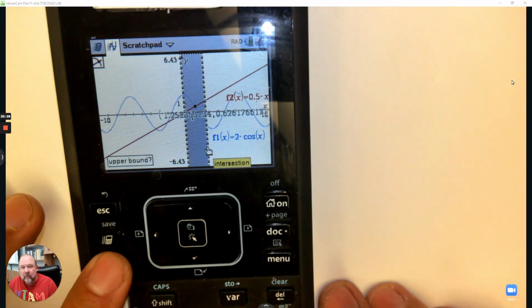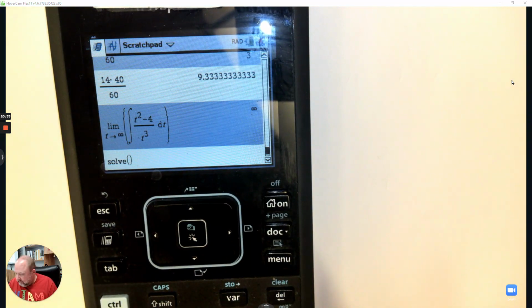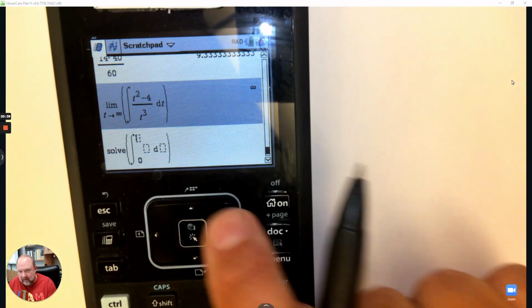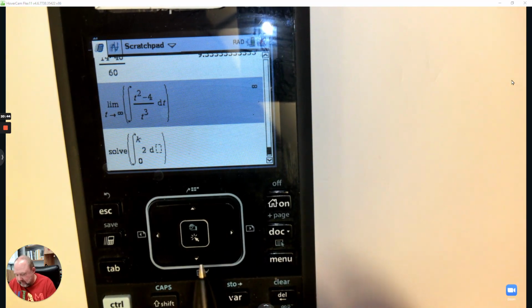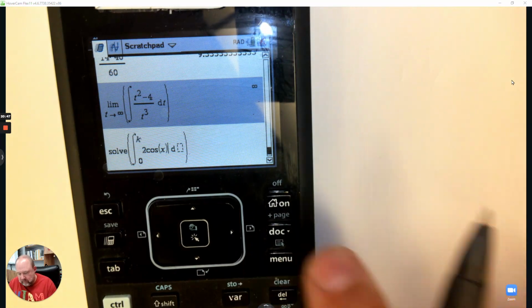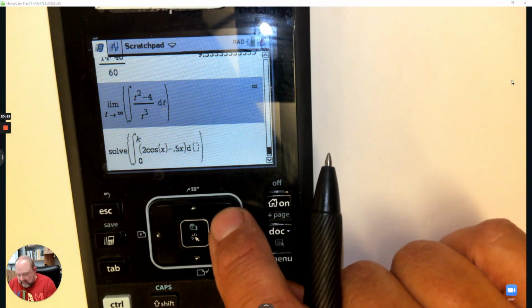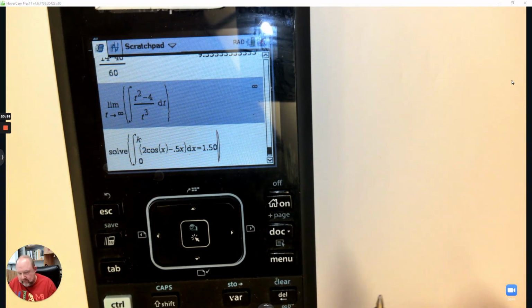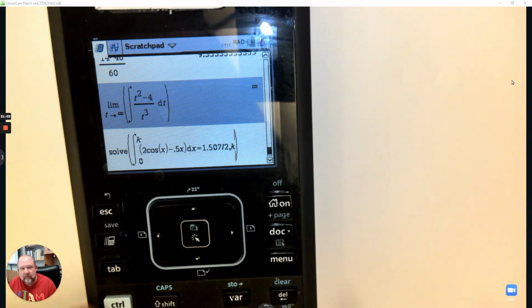Let's see if we can do this together. Why not? So how would that be? So let's go back to this. Go menu, algebra, solve. And we're going to integrate from 0 to k, 2 cosine x subtract 1/2 x dx equals, and on the other side is 1.507 divided by 2, comma k, and see if it'll solve it for me.